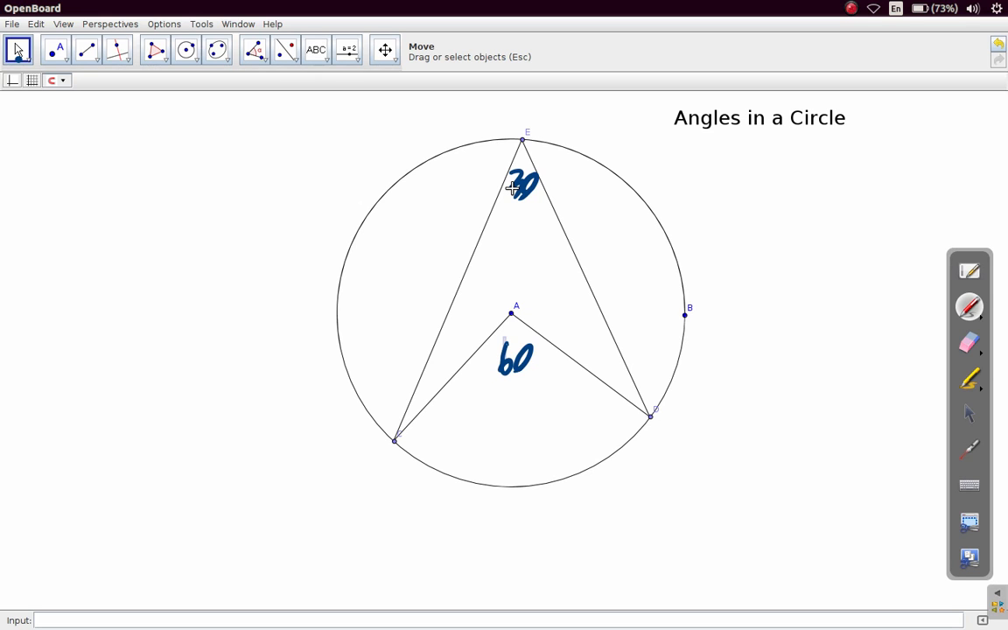So at all times, what you find is that the angle at the center is twice the angle at the circumference. If the angle at the circumference is x, the angle at the center is 2x. Twice the angle at the circumference. Alright, so we'll look at another property in another video.